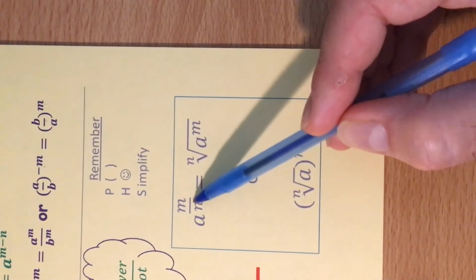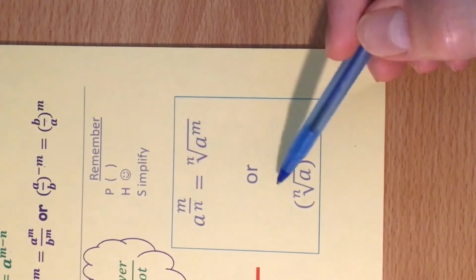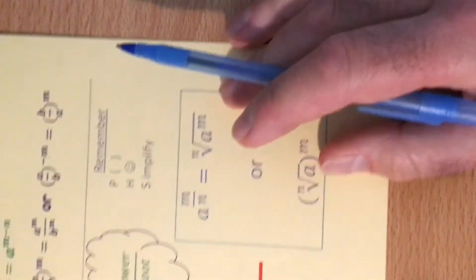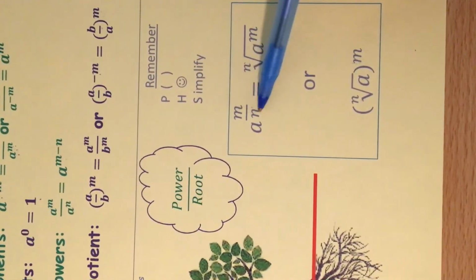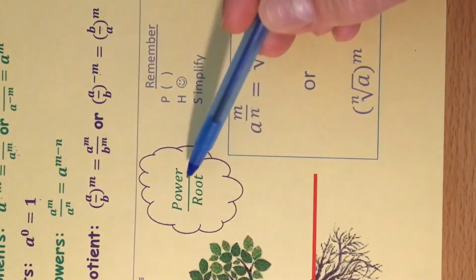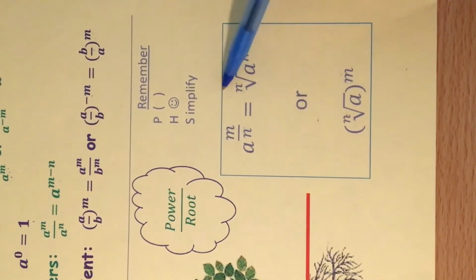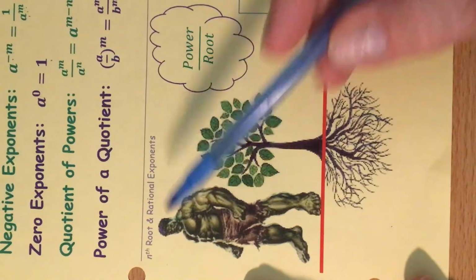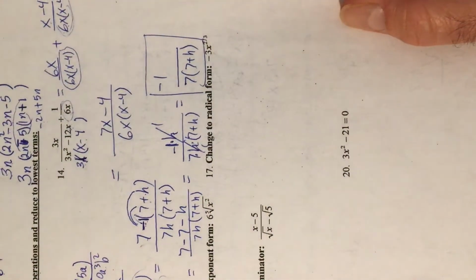Now notice this part, the denominator of your exponent became the root of your radical quantity. And this became a power. That's why we have this expression, power over the root. So if it's written as a fraction, the numerator becomes a power, the denominator becomes the root of your radical sign. That's why we have the picture of Hulk next to the tree. Hulk represents power over the root. Okay, so let's keep that in mind as we approach these guys.